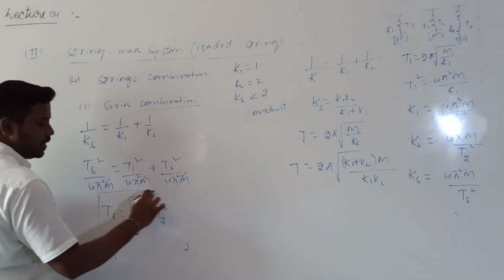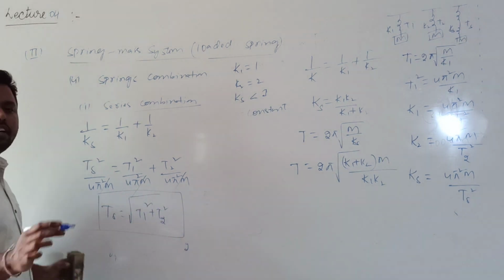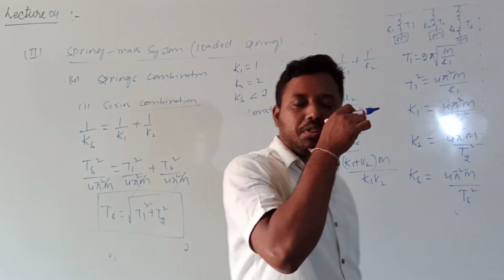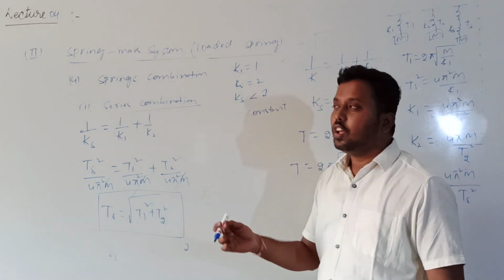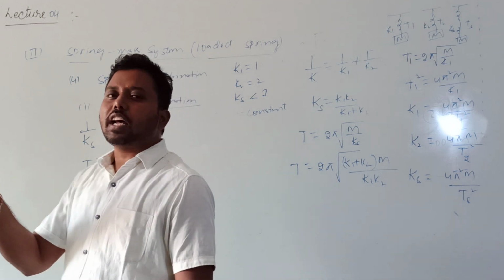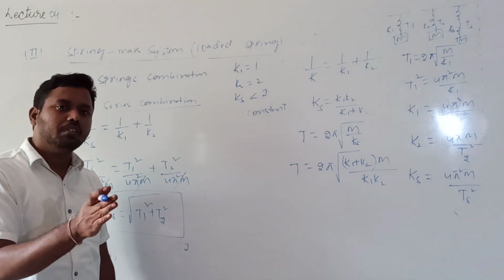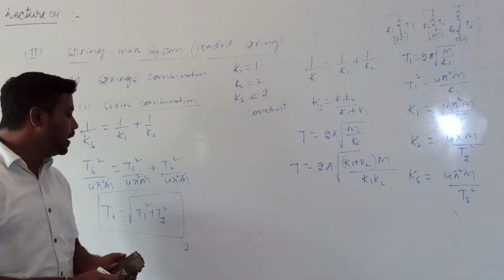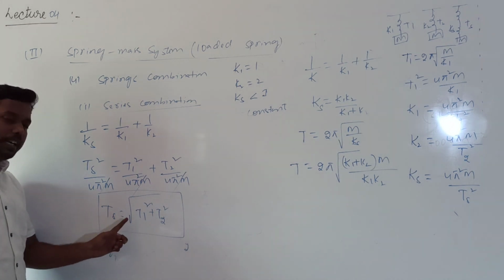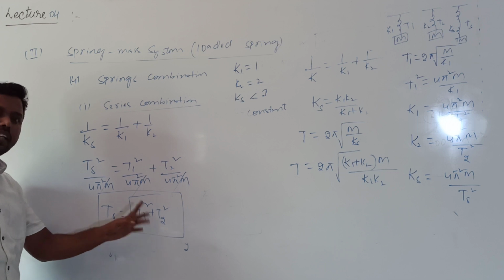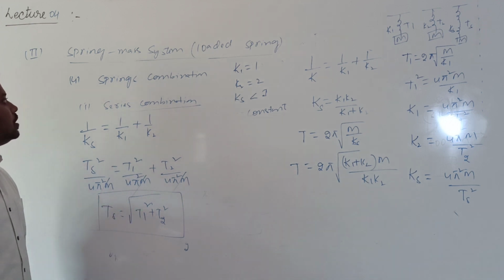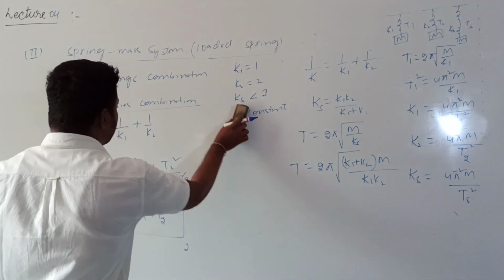Understood? It is the root mean square value of T1 and T2. Not the mean value, sorry. It is the square root of T1 square plus T2 square. Two springs of time periods T1 and T2, when connected in series, the time period is given by Ts equal to root over T1 square plus T2 square. Okay? So this is for series combination.